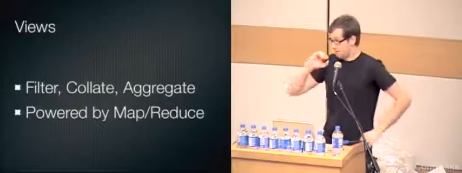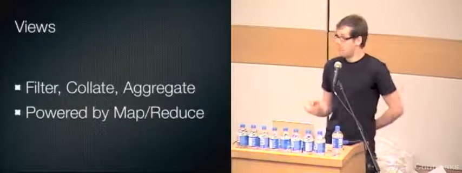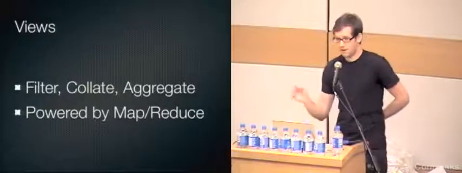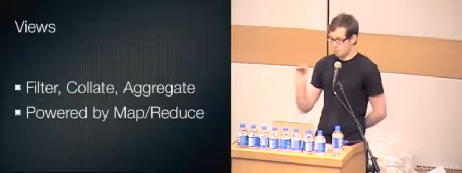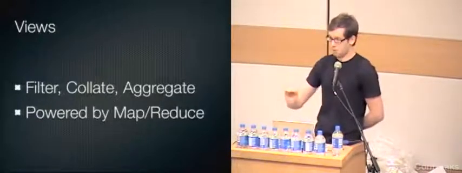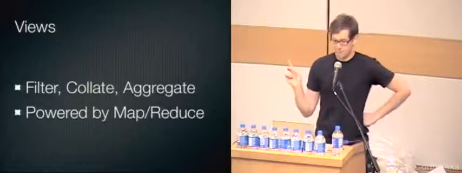The way views are defined in CouchDB is you create a special design document, and in that document you put two functions, a map function and a reduce function. That's where that MapReduce comes in. And I'll explain, I have an example of MapReduce in a second.